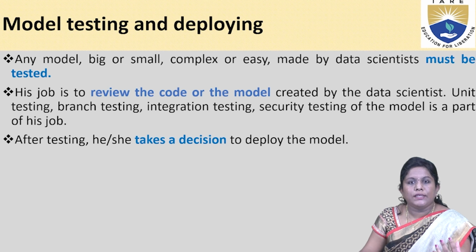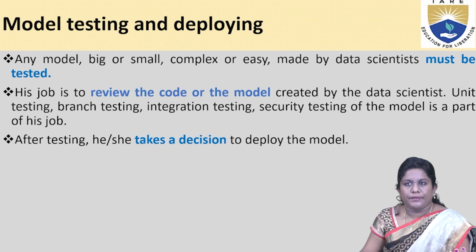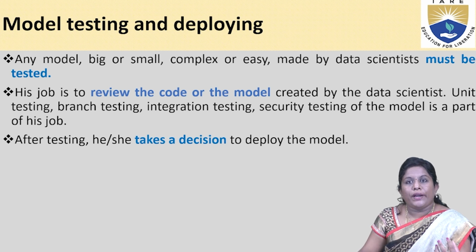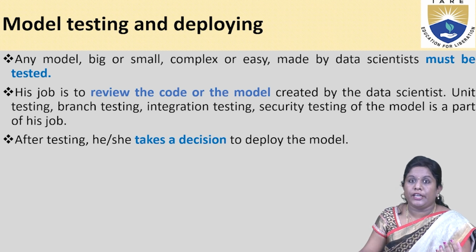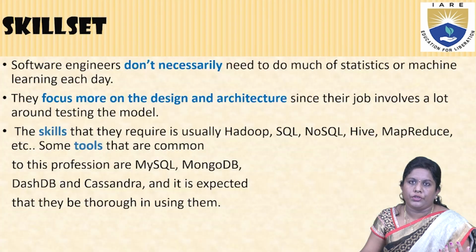Next comes model testing and deploying. Model testing and deploying is nothing but testing the things, reviewing the code of the model, and then taking a decision to deploy that particular model. So who does all this? It is the main focus of the software engineer in the data science team, who focuses on what has to be tested, how much has to be tested, how to review the code of the model, and how the decision is taken, whether to deploy the particular model or not.